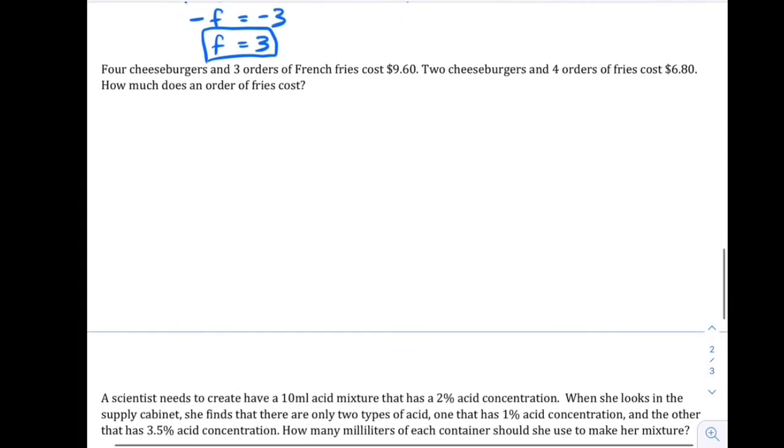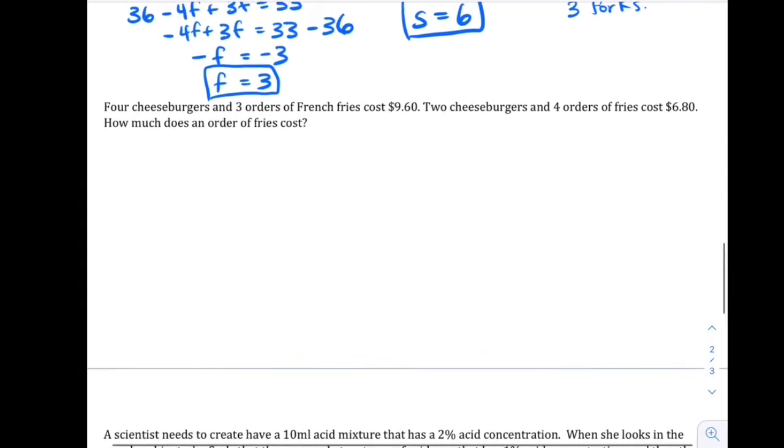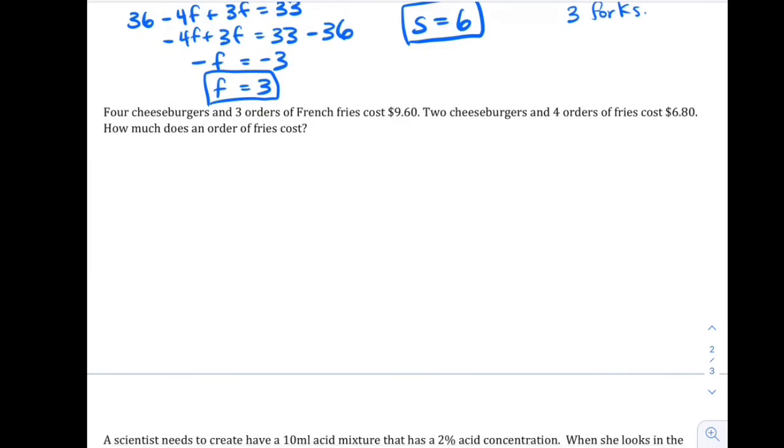Next one, we kind of did a question like this in the other video, but it talks about ordering from a restaurant. So a different order for a different price. So this one says 4 cheeseburgers and 3 orders of French fries cost $9.60. Not very expensive, actually. 2 cheeseburgers and 4 orders of fries cost $6.80. How much does an order of fries cost?